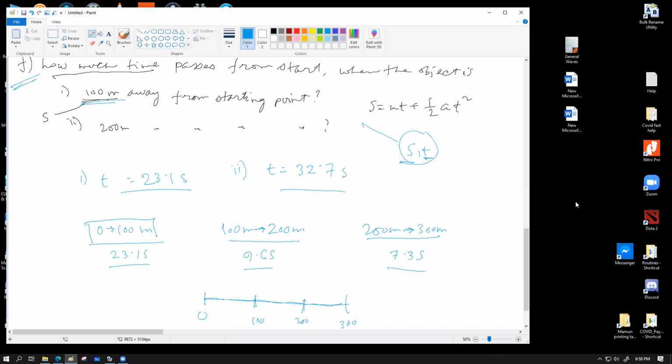For each equal interval of 100 meter, less time is required to cover the distance. Less time is required. Okay, yes, that's fine. Afra, good.